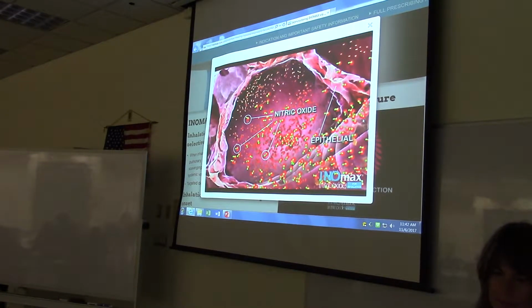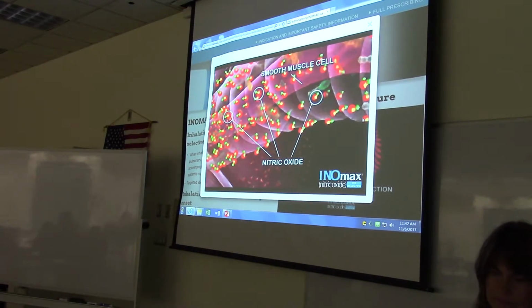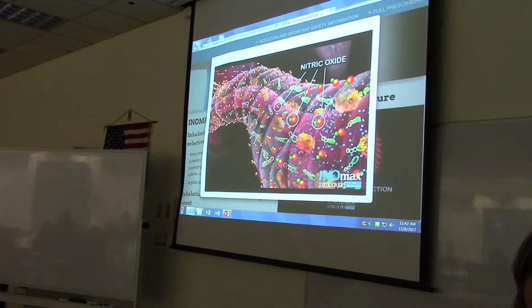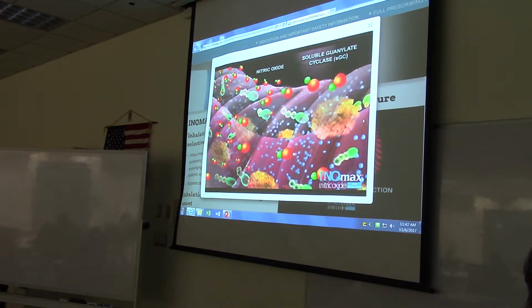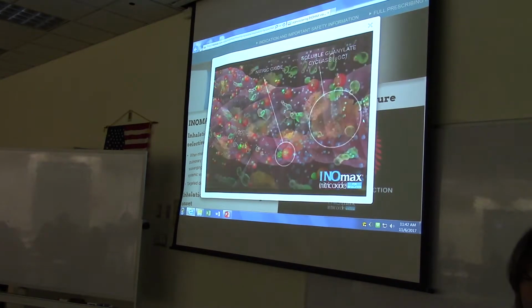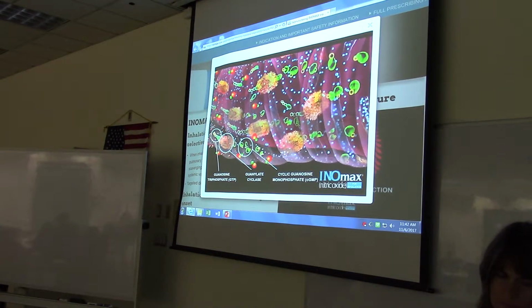Nitric oxide then diffuses into the vascular smooth muscle adjacent to the pulmonary arterioles. Inside the smooth muscle cell, nitric oxide binds to the heme moiety of soluble guanylate cyclase, activating the enzyme guanylate cyclase. Then, guanylate cyclase converts guanosine triphosphate, or GTP, to form cyclic guanosine monophosphate, or cyclic GMP. Cyclic GMP is a potent messenger.